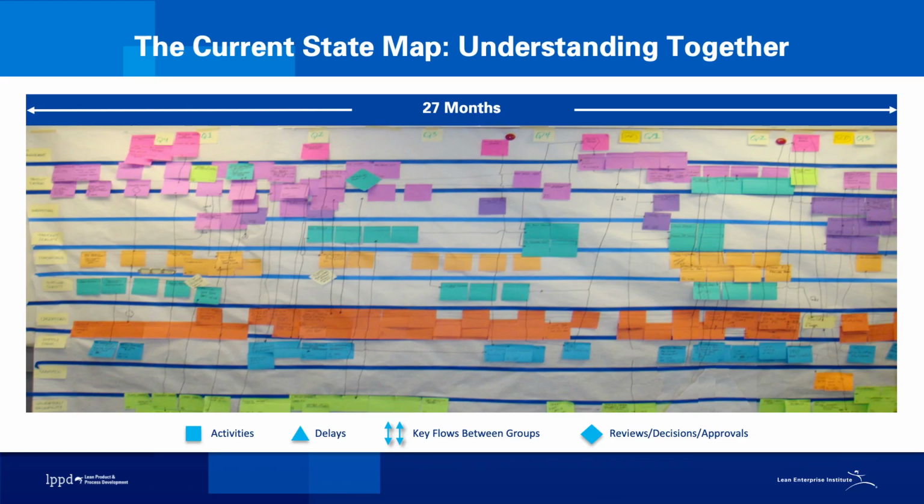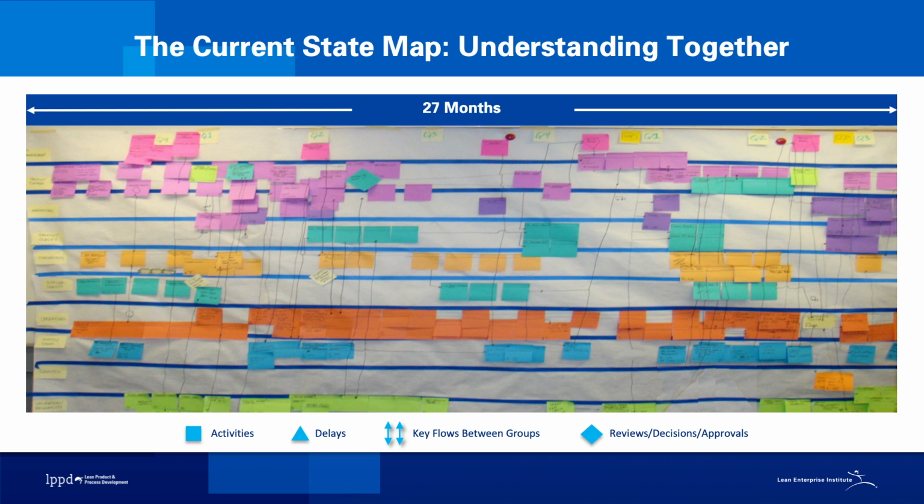The map you see here is from a company that designs and manufactures high precision equipment. In their current state, they were taking 27 months to bring a product to market. The project team designing their next generation product had the challenge to significantly reduce that time to meet their customers' needs and to stay ahead of the competition. By visualizing their current state, the team was able to identify areas where they could improve the process and accelerate the time to market.